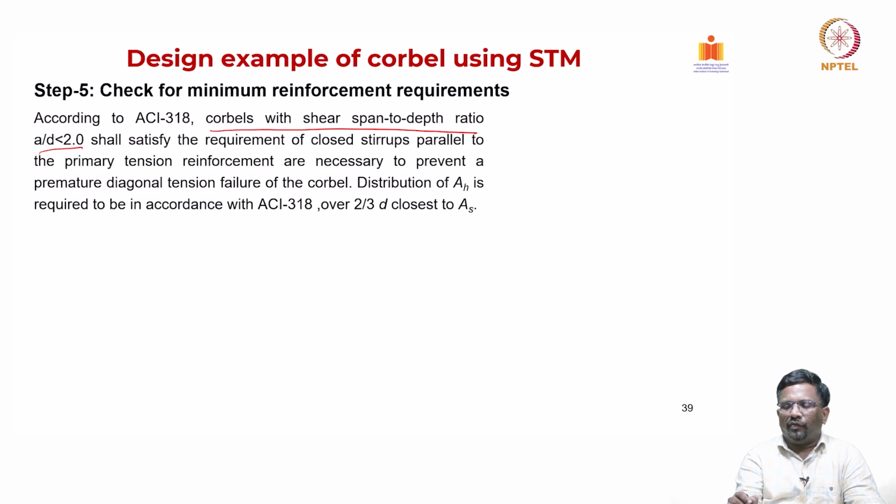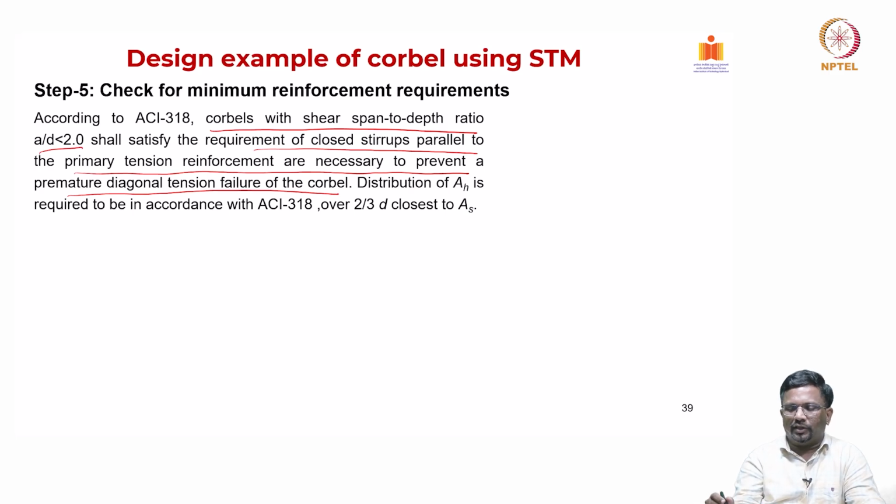That means we need to provide closed stirrups parallel to the primary tension reinforcement to prevent a premature diagonal tension failure of the corbel. Okay. The code also wants, when your a/d ratio is less than 2, in addition to your tension tie, closed stirrups which are parallel to the tension steel.